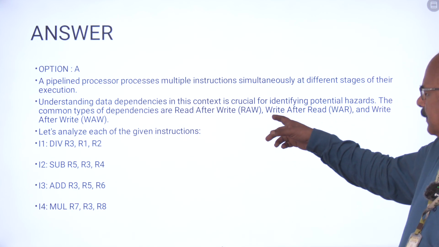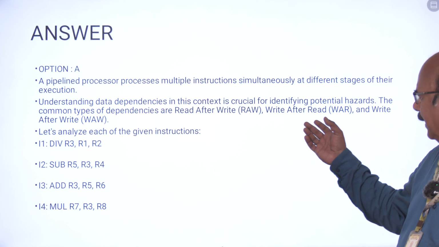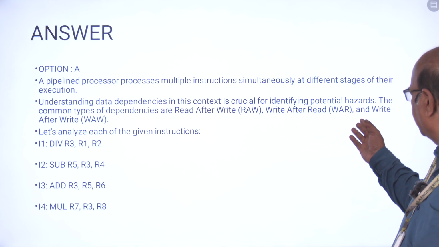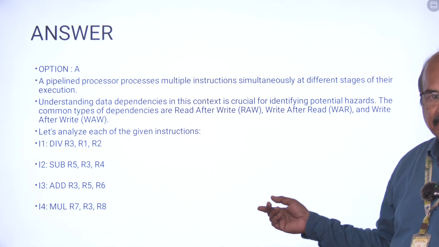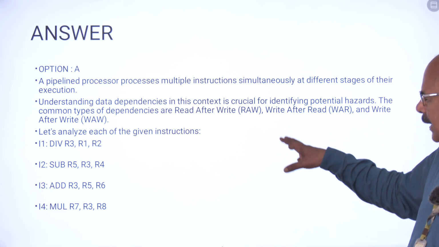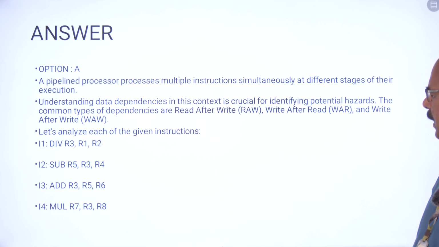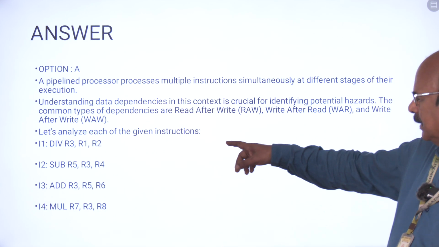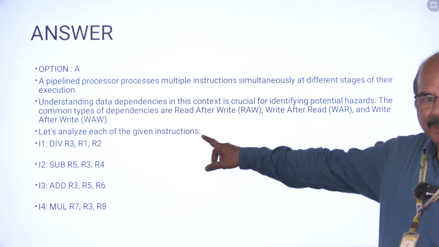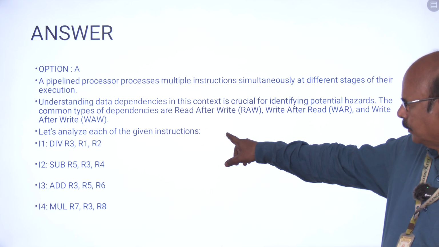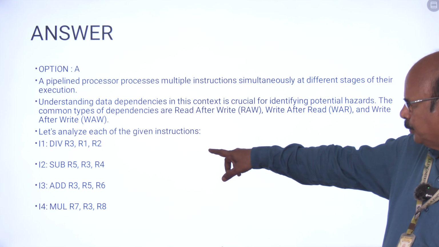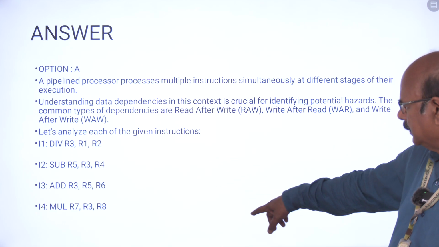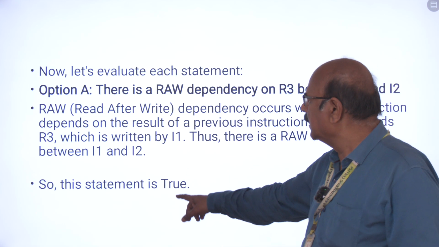The common types of dependencies are read after write (RAW), write after read, called WAR, and write after write, that is WAW. So let's analyze each of the given instructions: the division of the R3, R1 and R2 registers, or subtraction according to instruction 2, instruction 3 and instruction 4, whatever we have to see.